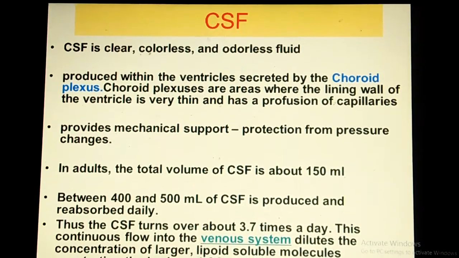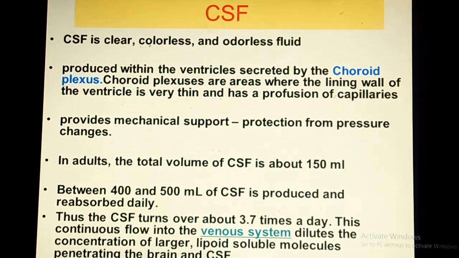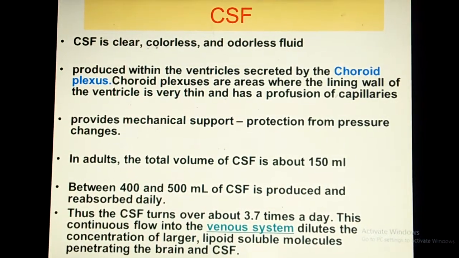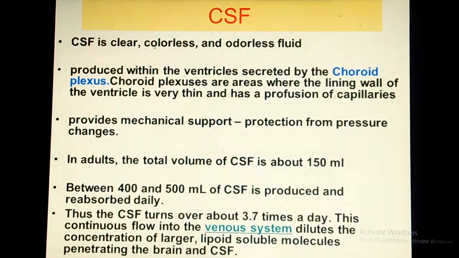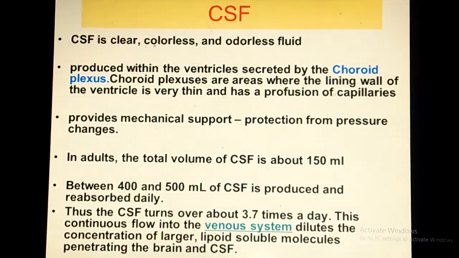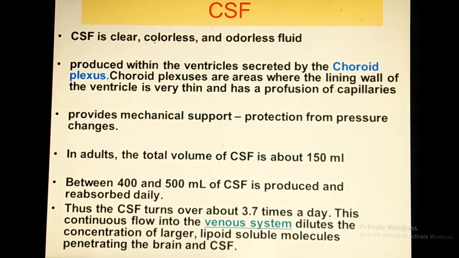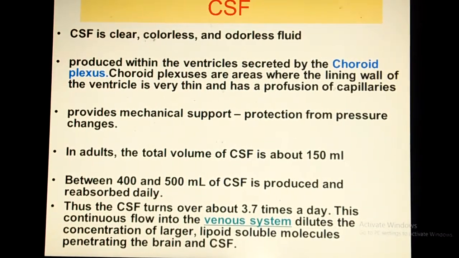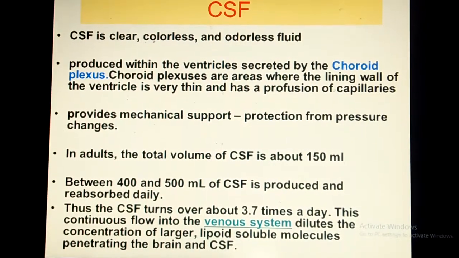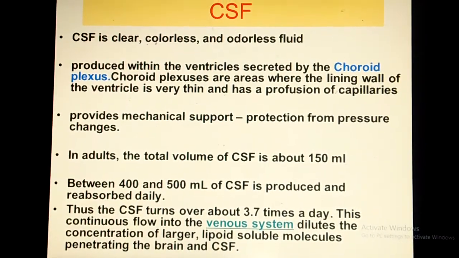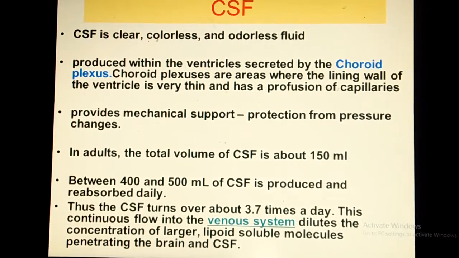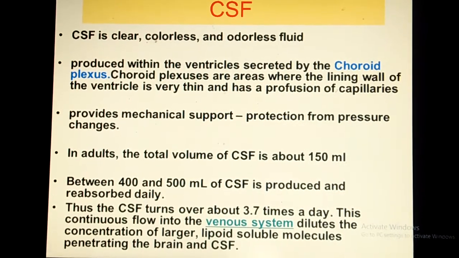Then we see the CSF. CSF is a clear, colorless and odorless fluid produced within the ventricles, secreted by the choroid plexus. The choroid plexus are areas where the lining wall of the ventricle is very thin and has a profusion of capillaries. CSF provides mechanical support and protection from pressure changes. In adults, the total volume of CSF is 150 ml.